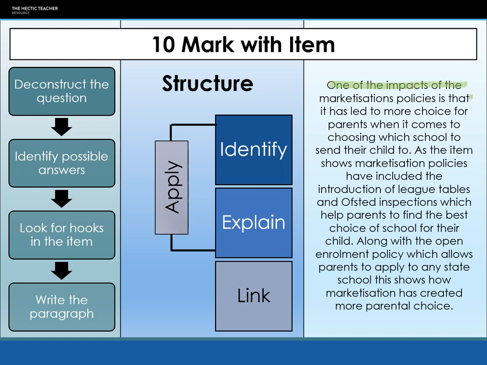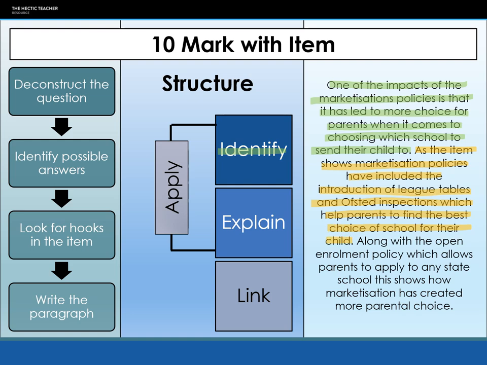So I'm talking about more parental choice. So it has led to more choice for parents when it comes to choosing the school to send their child to. So that is my point. That is my identification. That's my point. I've then used the item here. As the item shows, marketisation policies have included the introduction of league tables and Ofsted inspections, which help parents find the best choice of school for their child.